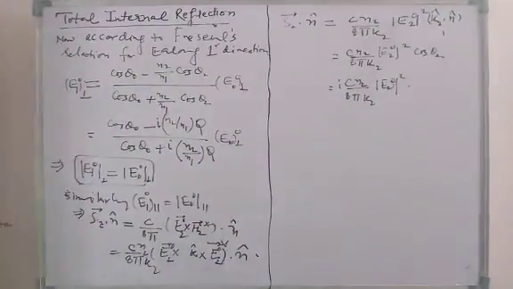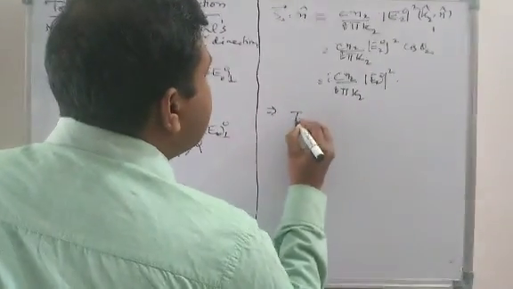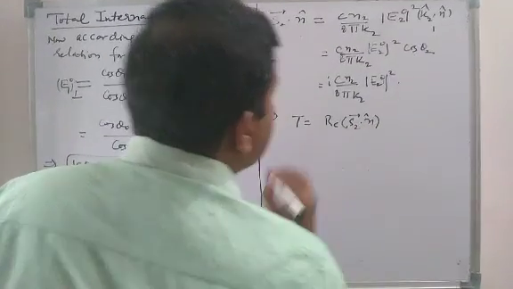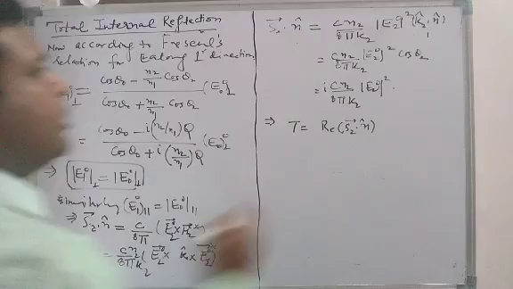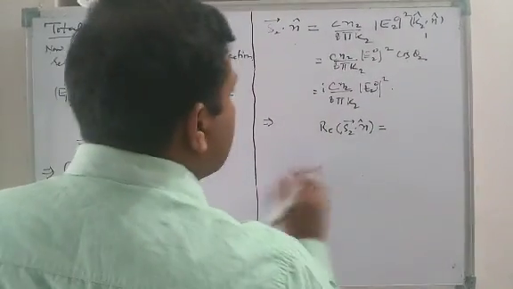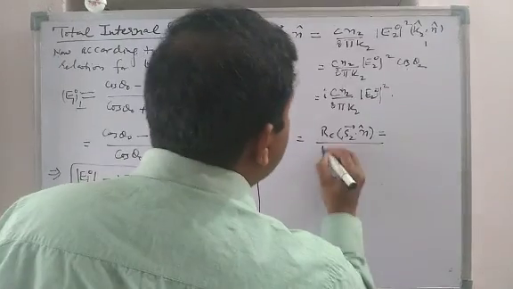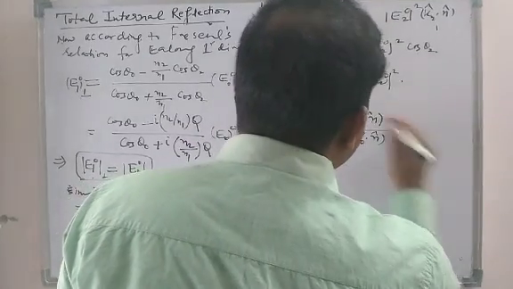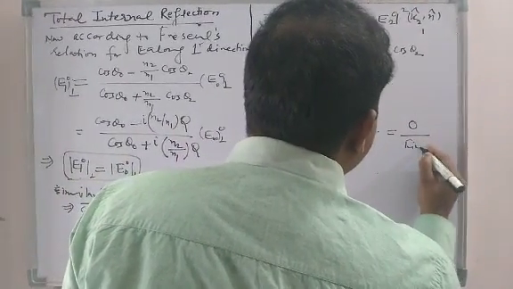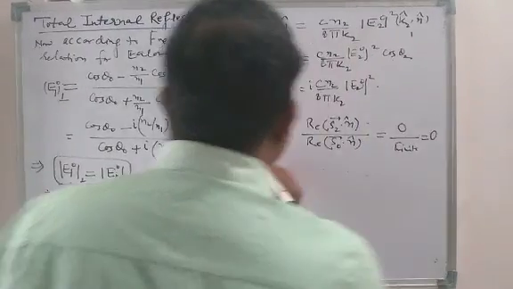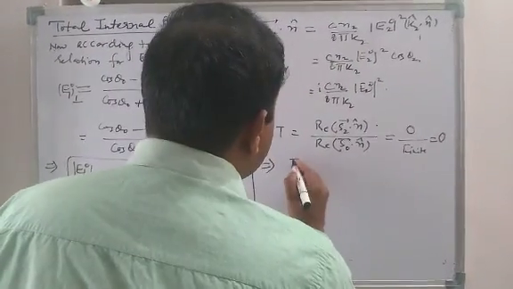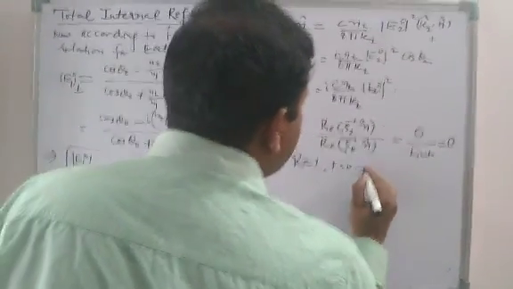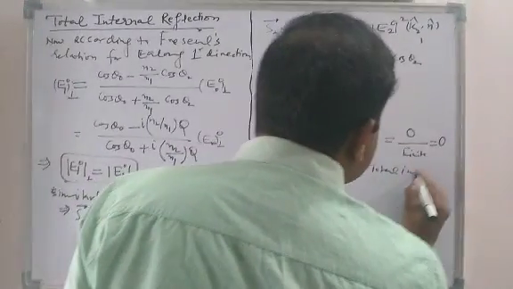Okay, so what does it mean? So now what is my T? T is real of S2 dot n hat upon real of S0 dot n hat. Now real of S2 dot n hat is 0, some finite number maybe here. So this is essentially 0. So that again confirms that the R is 1 and T is 0, which implies the total internal reflection.